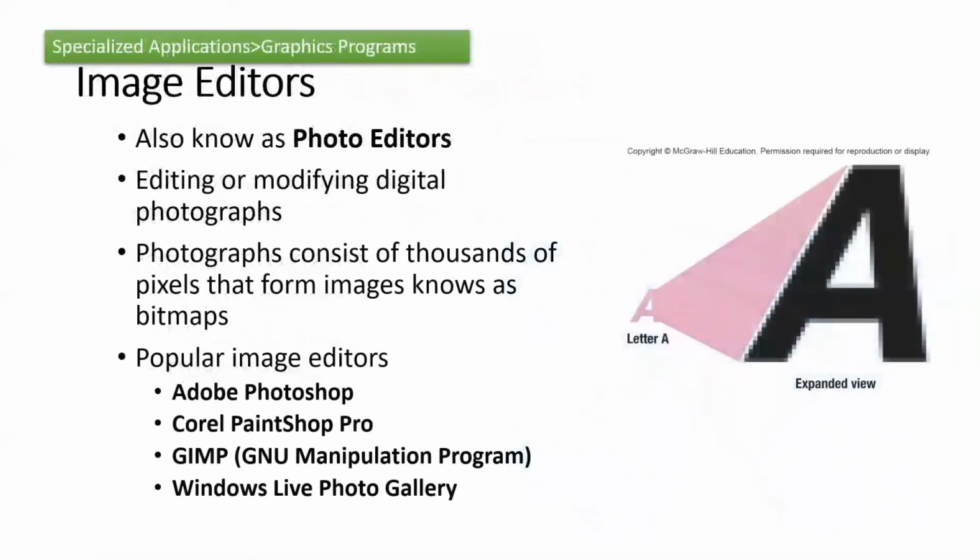Okay, so next is we have the image editor, also known as photo editor. When we talk about the image editor, the purpose is for editing or modifying digital photograph. Photograph consists of thousands of pixels that form image known as bitmaps. So nampak ni yang bergerigi ni, ini kita gelar dia sebagai pixel ataupun nama lain dia bitmap. Okay, popular image editor is Adobe Photoshop. So siapa yang selalu gunakan program ni? Confirm lah photographer.